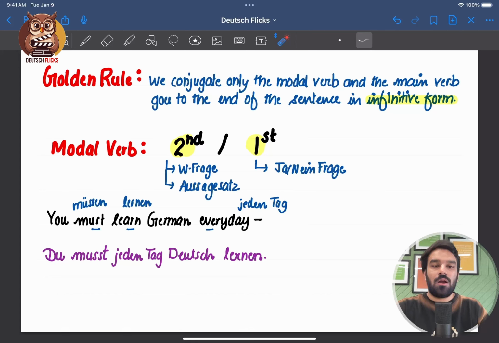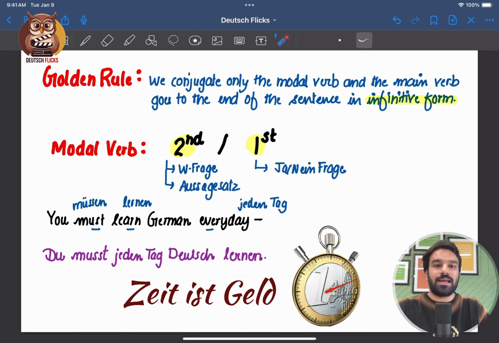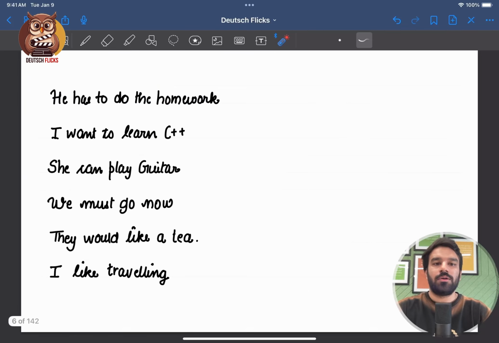Jeden Tag. Also for Germans, Zeit ist Geld, time is money. So what they do is they keep the time related things, time related adverbs as close as possible to the verb, like daily, day after tomorrow, at 2, in the evening, in the morning, etc. So these all are nothing but time adverbs. Okay, so pause the video and translate these sentences. Obviously for individual words you can use the dictionary, but don't use Google Translator to translate the entire sentence. We'll discuss this entire exercise after 5 seconds.